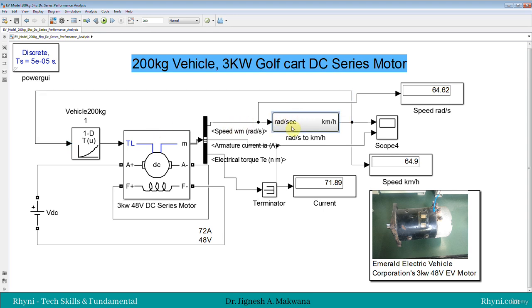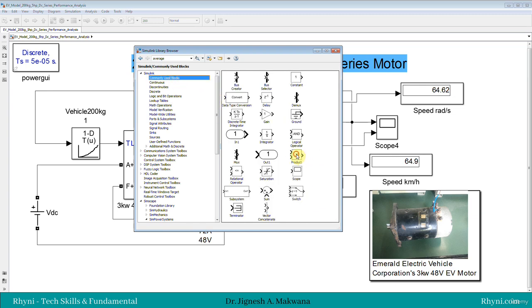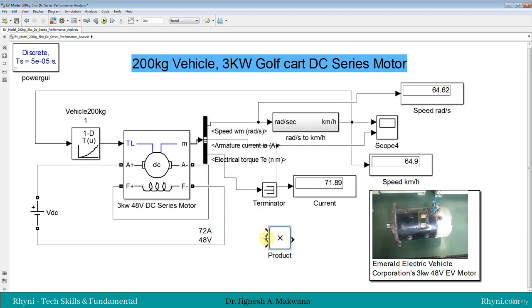We have converted speed from radian per second into kilometer per hour, and for measuring the instantaneous output power, we need to multiply torque with the speed. If torque is in Newton meter and speed is in radian per second, the power will be in watt. So let's use the simple multiplication, product block. Here is our torque output, which is coming from the measuring terminal of the DC series motor, and the speed output, torque multiplied by speed, and we will use a scope.